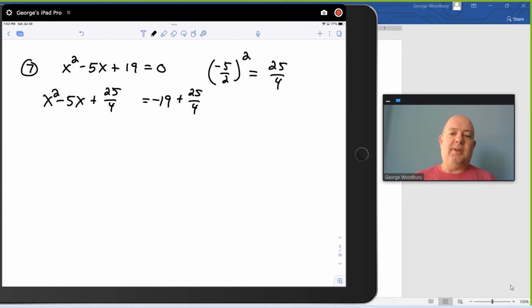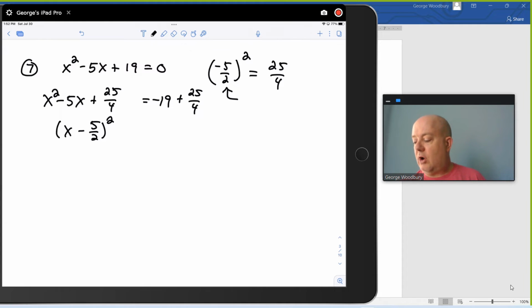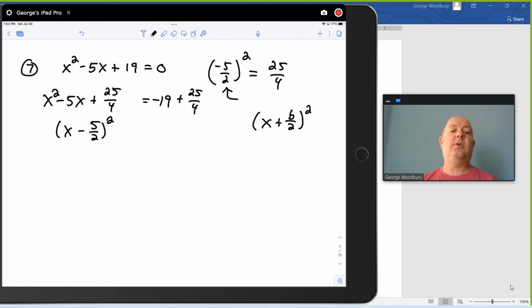Now the left side seems daunting. How do we factor x squared minus 5x plus 25 fourths? Well, I know that it's going to be x minus 5 halves squared. I use that b divided by 2 in the factoring. It's always going to be x plus b over 2 squared. And here, because b was negative, it's x minus 5 halves quantity squared.